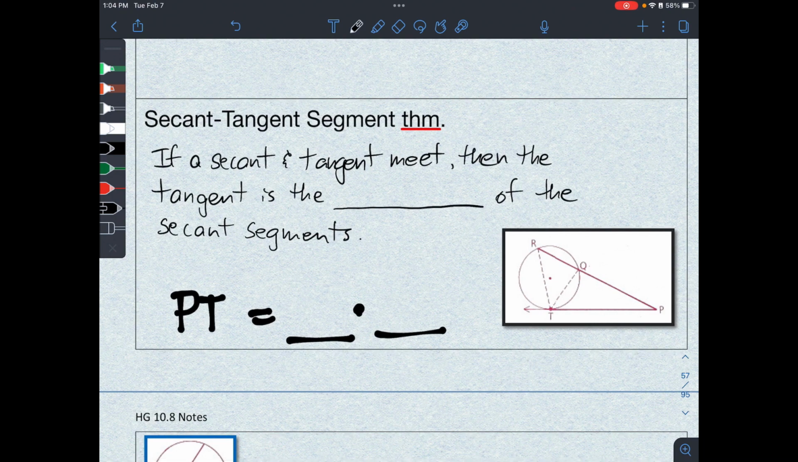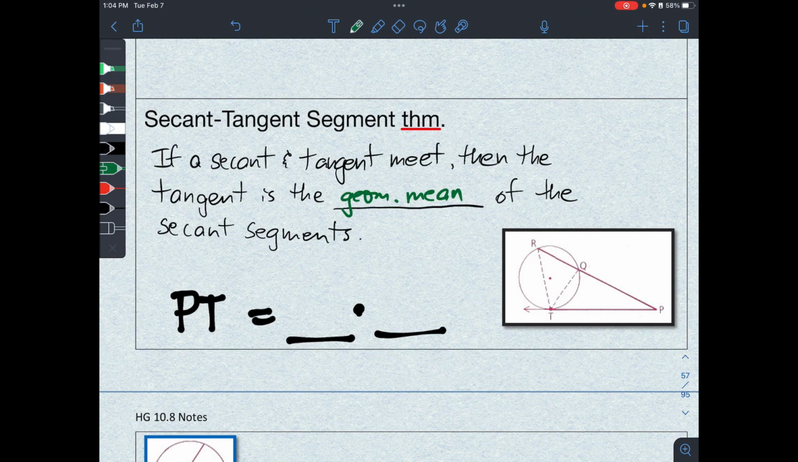The second of three is called the secant-tangent theorem. So notice in our diagram we have a tangent and a secant. The tangent, by the way, starts from there to there. The secant starts from there. These lines continue on, but when we refer to them in the theorems, we're referring to just those segments. So the tangent in this case is the geometric mean of the secant segments. What does that mean?